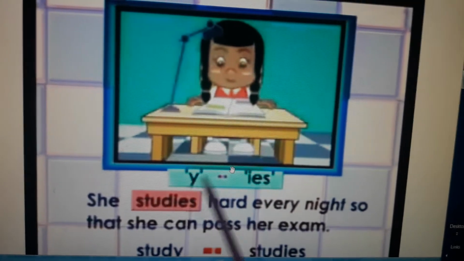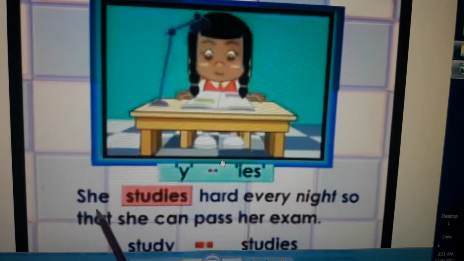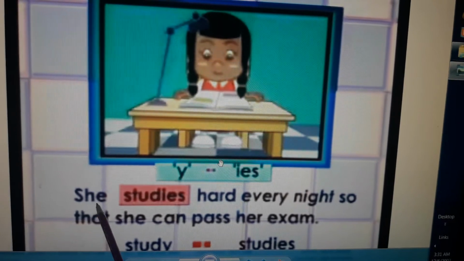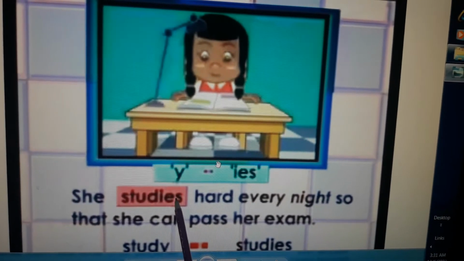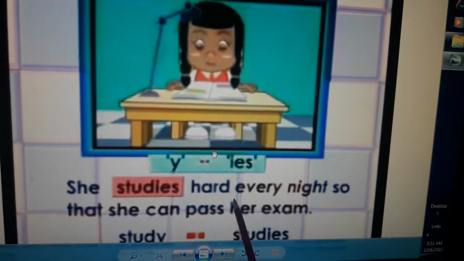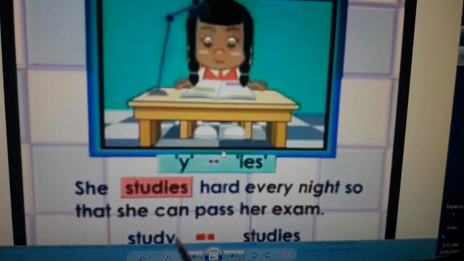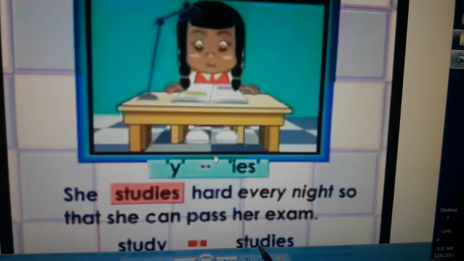For example, look at this example. This y changed into ies. If the verb is study and the sentence starts with he, she or it, we will add ies with the verb. See, she studies hard every night so that she can pass her exam. So study, this is the first form of the verb, will change into studies.